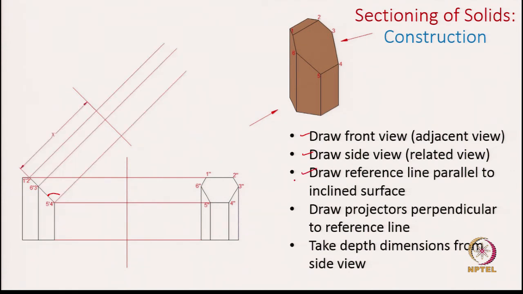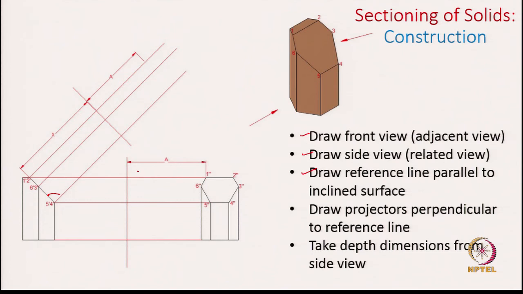So, once you capture the reference line, we use these projectors which are perpendicular to both the inclined line as well as the auxiliary plane, and then we capture the depth information from the side view. Now let us look at how we capture this cross section. This cross section has 6 points labeled 1 to 6. We will use those 6 points one at a time.